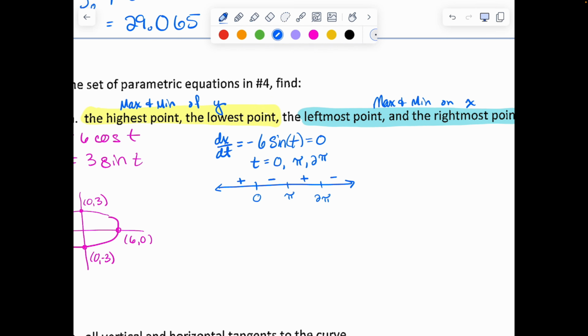So what does that tell me? Well, if this is positive and then negative, this is the location of a max. This is the location of a minimum. And remember, we're only looking on our interval from 0 to 2 pi.